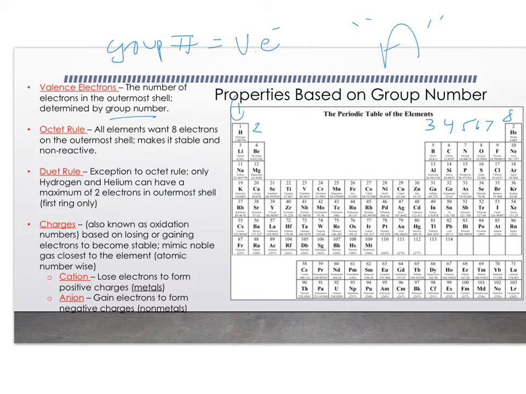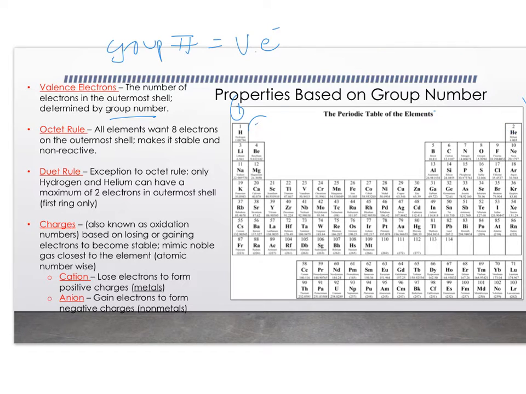So group 1 has 1 valence electron. Group 2 has 2 valence electrons. Group 3 has 3, 4 has 4, and all the way through. So group number 8 has 8 valence electrons. That means it has 8 dots in the outermost shell of that specific element.